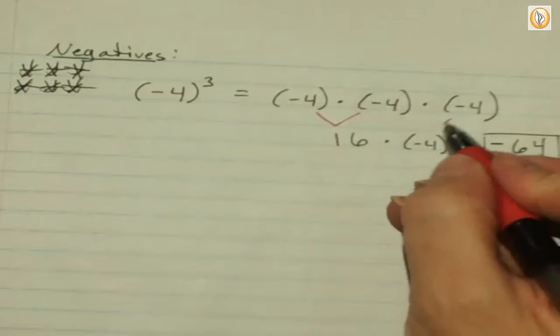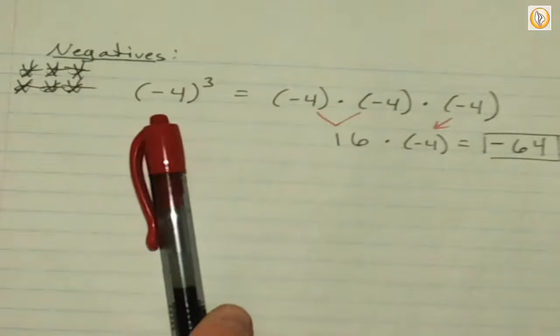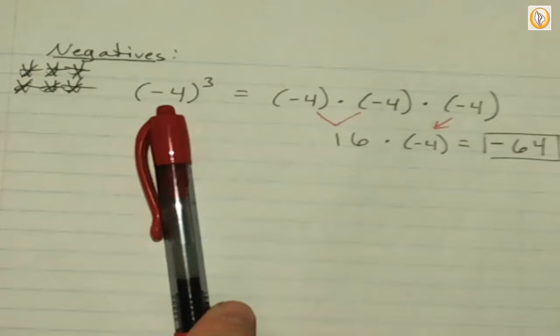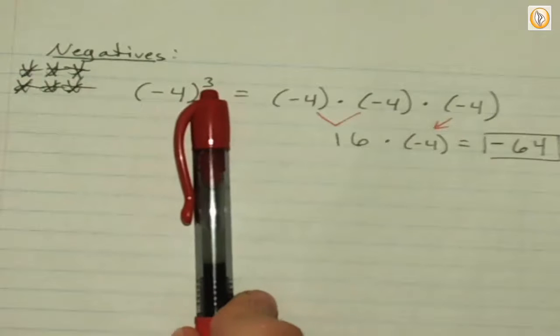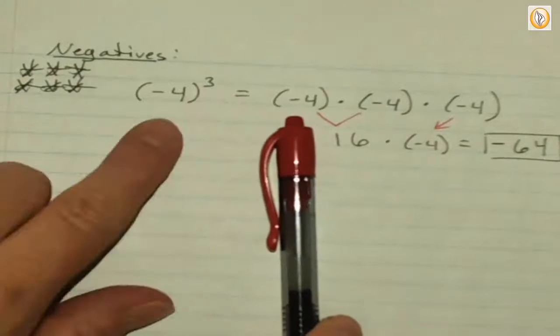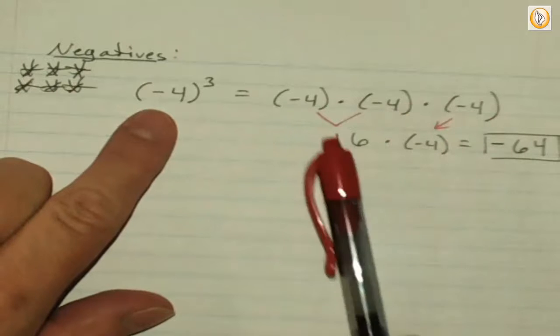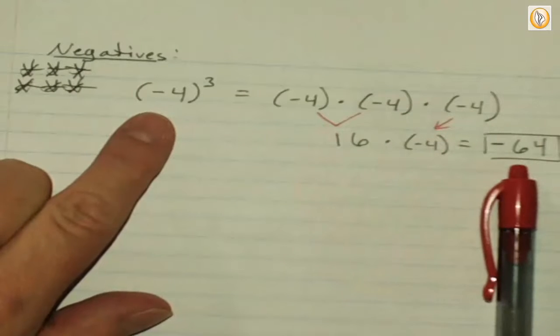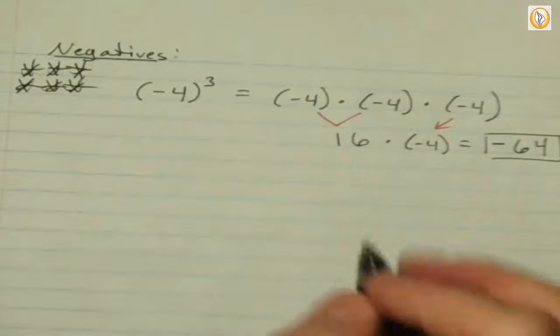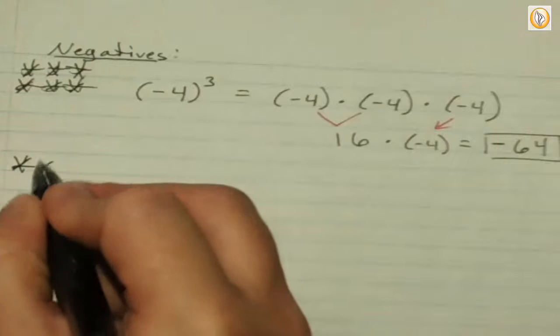Because we brought down this. All right, do y'all understand that? Notice the parentheses with the exponent. So we're saying -4 times itself. -4, -4, -4. Do y'all understand that? Don't write anything.